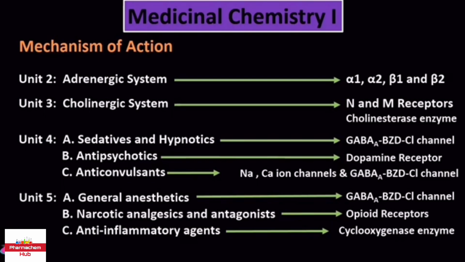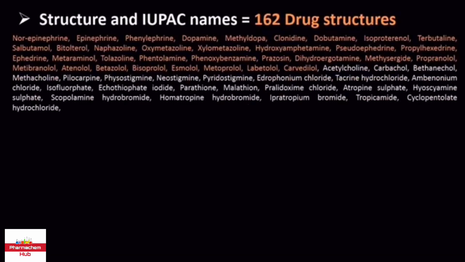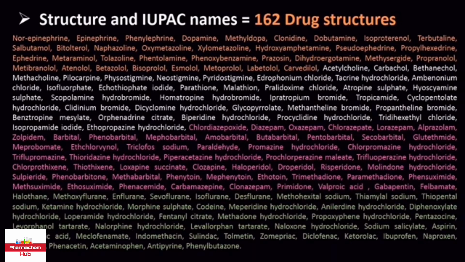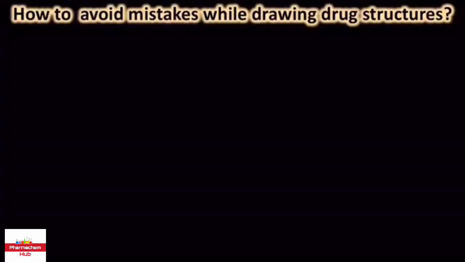So read about them in detail, which will make it very easy to write the mechanism of action of all these drugs. Then the third important thing you have to learn in medicinal chemistry 1 is the structure and IUPAC names of drugs. I have already made videos on this topic, how to give the IUPAC names to all the 162 drugs, so please go and watch those videos also. Here, we will see how to avoid mistakes while drawing the drug structures.